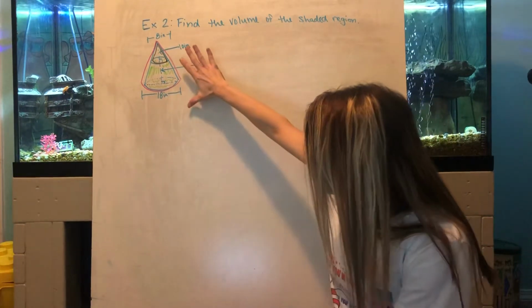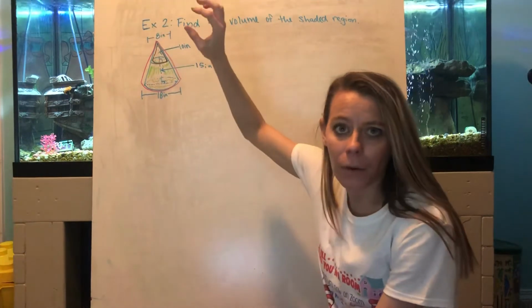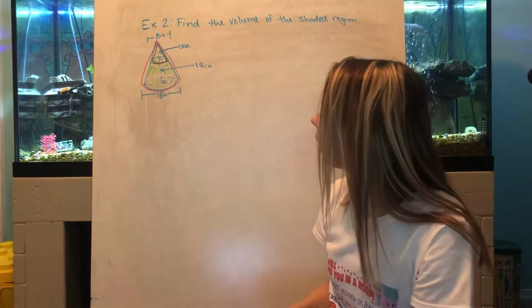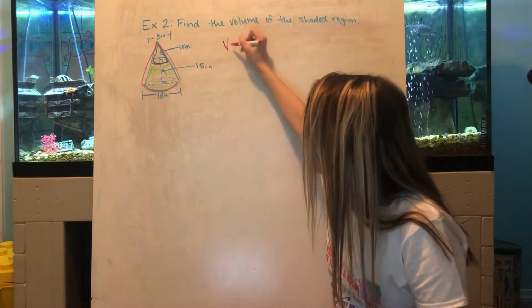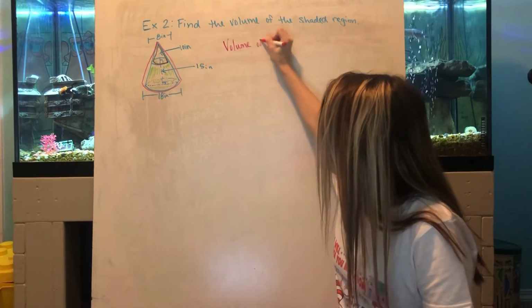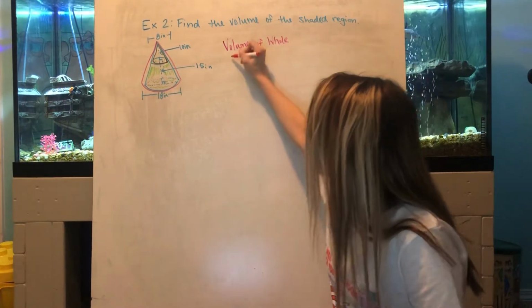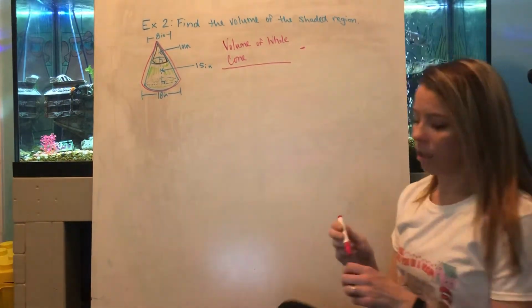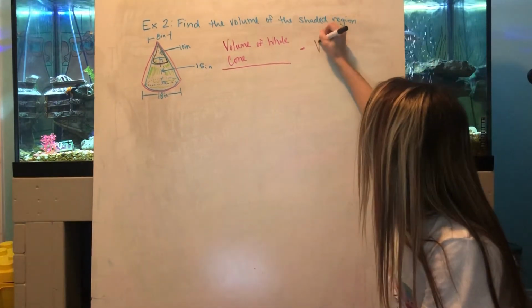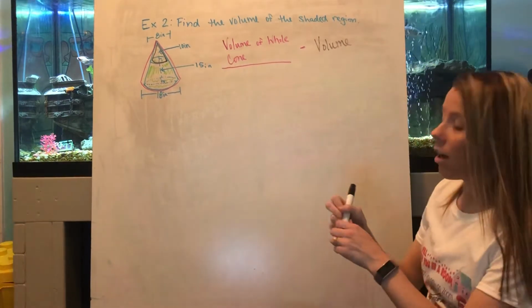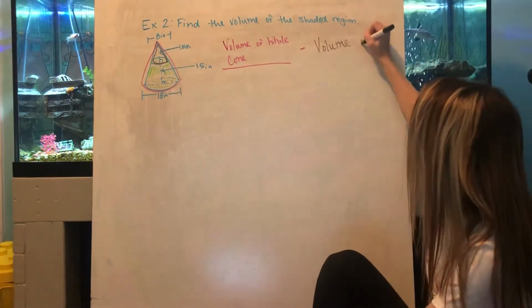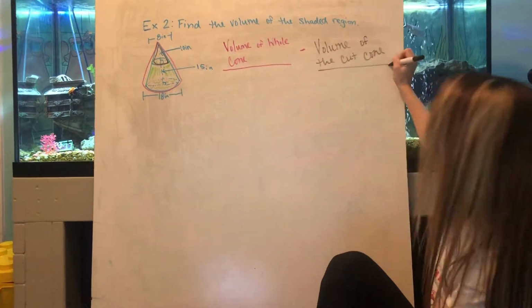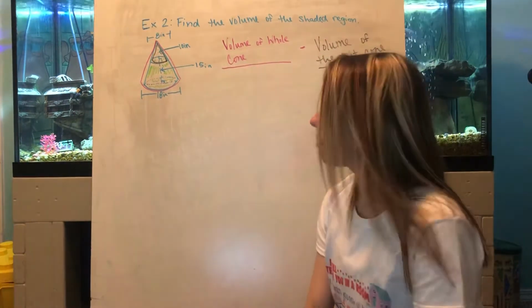So if we found the volume of the pink cone and subtracted the volume of the black cone, that would be the volume of the green section that's left. So that's what we're going to do. I'm going to word it: the volume of the whole cone, and then we're going to subtract from it the volume of the cutoff piece, the volume of the cut cone. And there's lots of different ways you could word this and think about it. That's just how I'm going to word it.